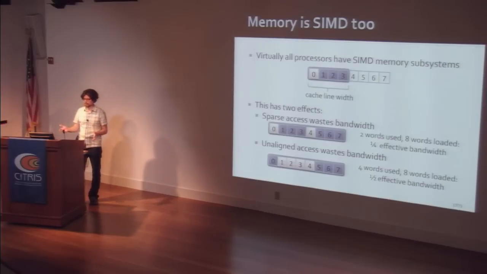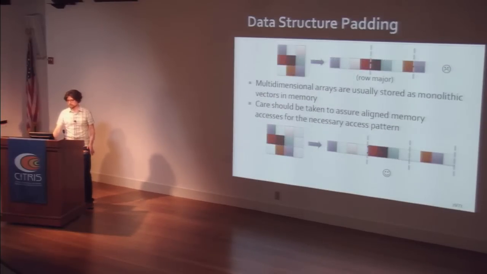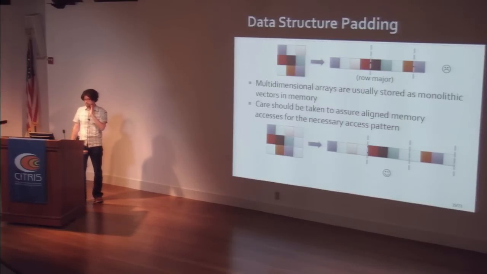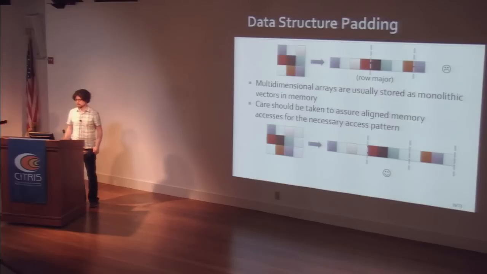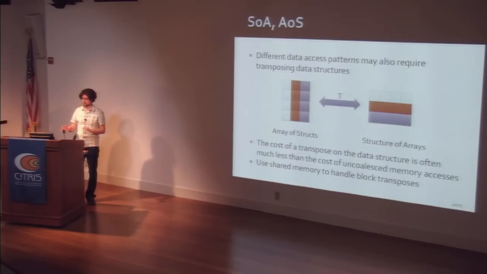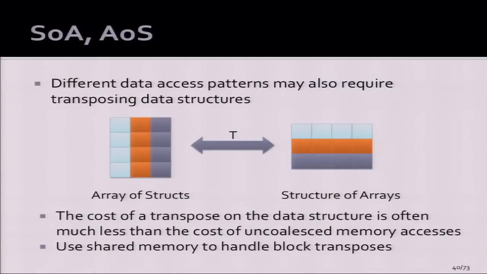And unaligned accesses can waste bandwidth as well. If you ask for elements 1 through 4, it'll still load elements 0 through 7, and that'll give you half the effective bandwidth. So sometimes it's good to take care of that with your data structures. You want to make sure that your arrays are padded and use your data structures wisely. You may need to transpose arrays of structures into structures of arrays. That can be a really useful transformation to perform.